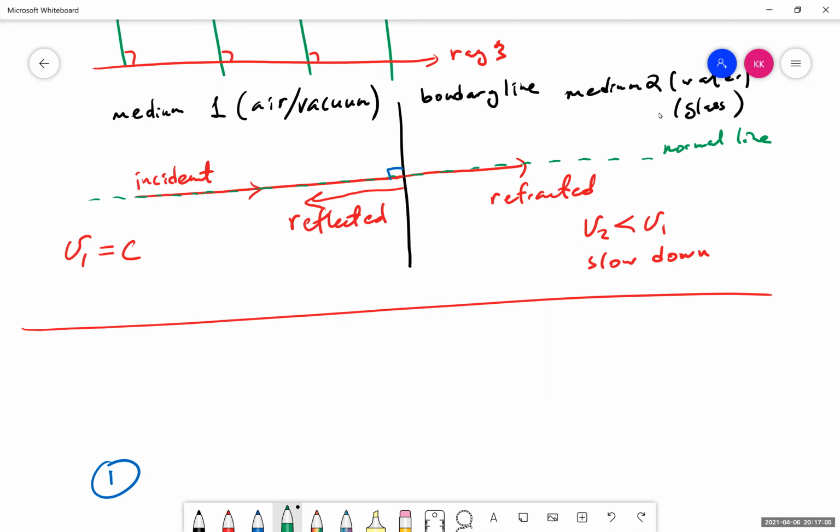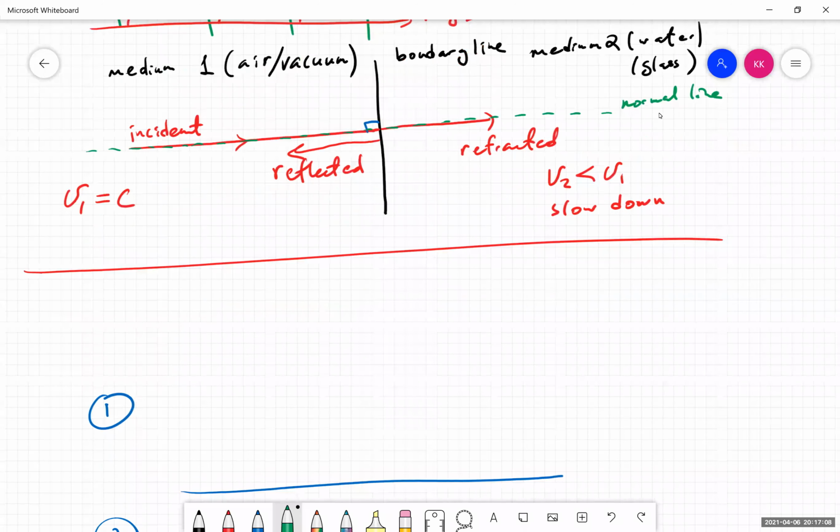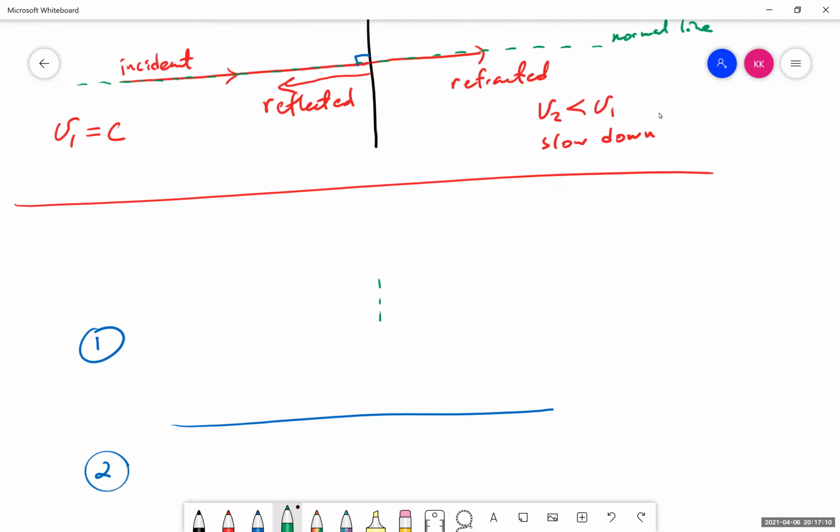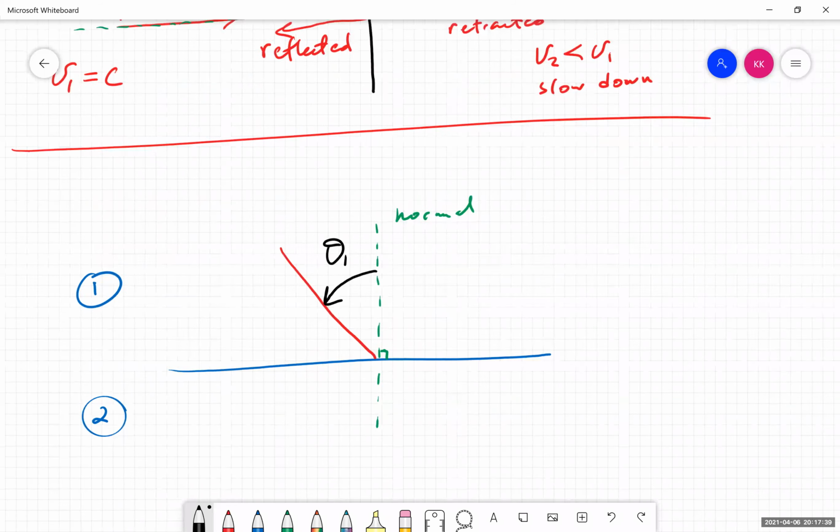But if the light is incident, let's say this is my normal line. The normal line is always perpendicular to the surface. If the light is incident such that it is not along that normal line, but has some angle theta relative to that normal line, let's say an angle theta with respect to that, which we can represent as theta 1, then the light will change direction.